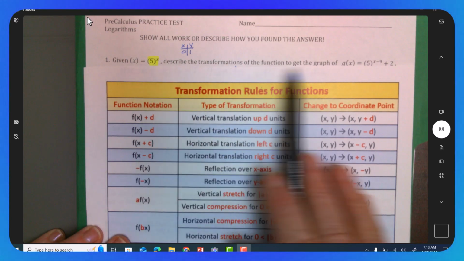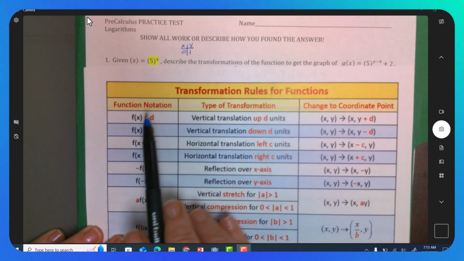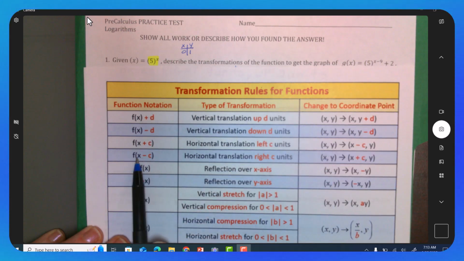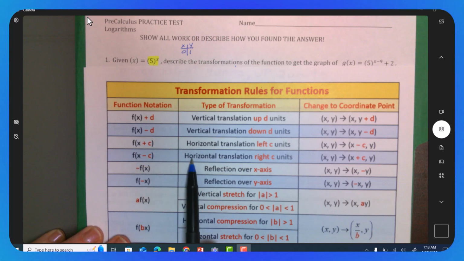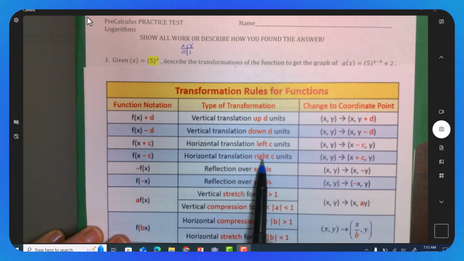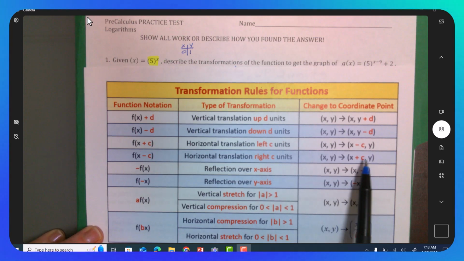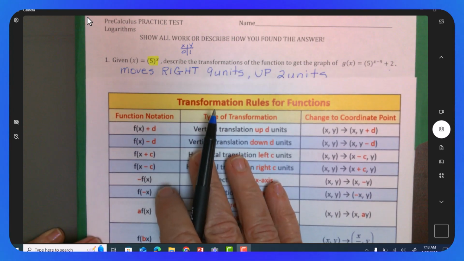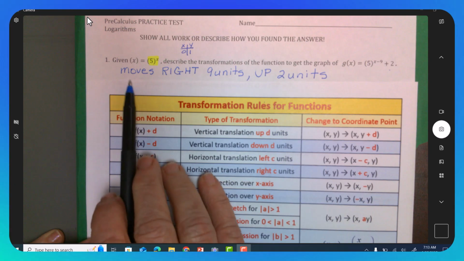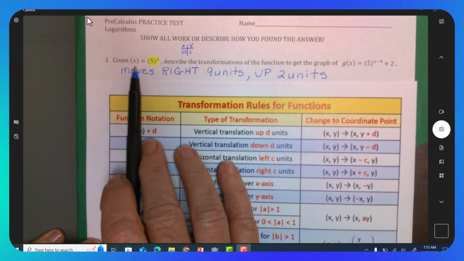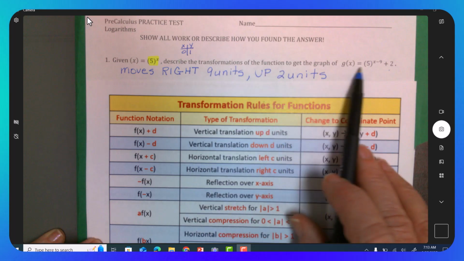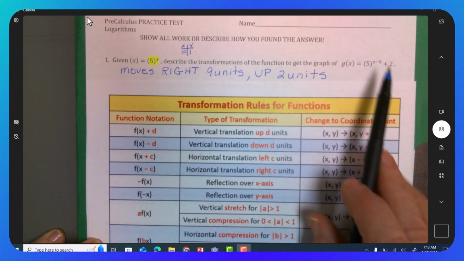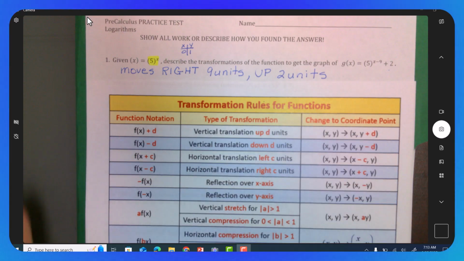So what is happening to this original function? We're subtracting 9 from the x. So it's going to have to do with the x. We're subtracting a number c. So that's going to be a horizontal translation to the right, c units. So we're adding c to our x values. So you can say horizontal translation. I'm just going to say moves to the right. How many units? 9. And now we're looking at that plus 2 at the end.